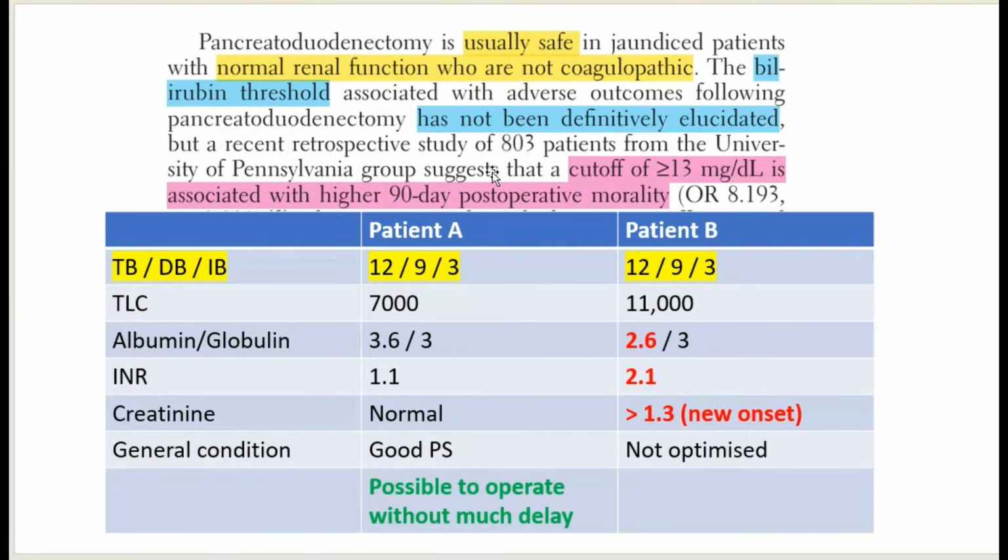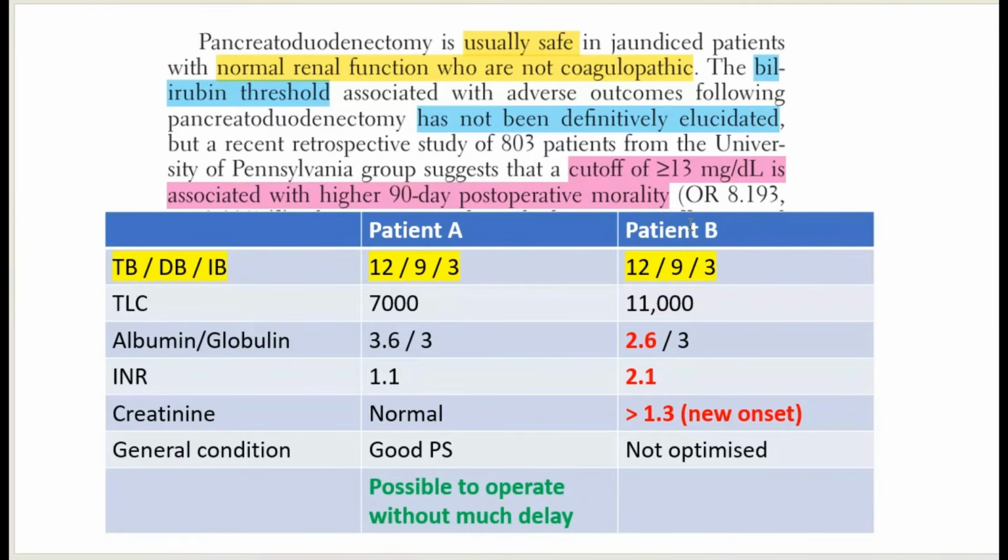In a retrospective study done in Pennsylvania, it was found that when the bilirubin was more than 13, it was associated with a very high 90-day mortality rate. So when we look at patients A and B, both of whom have exactly the same bilirubin levels, patient A has a normal total count, normal AG ratio, normal INR, normal RFTs and excellent performance status, and if this patient can be subjected to surgery within the next 2 or 3 days, it is not required to stent him.